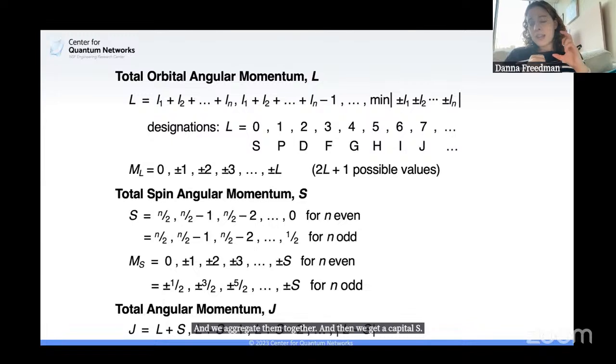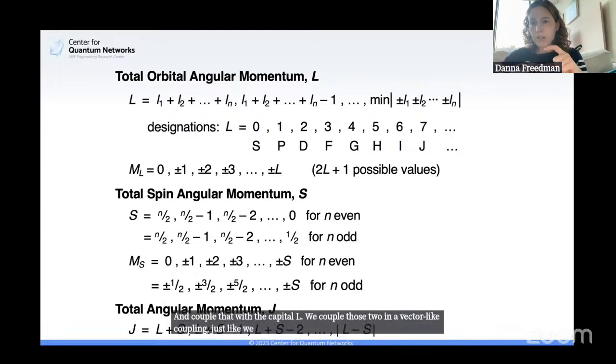And then we take the capital S, which is the aggregate term, the aggregate, wow, this word has just escaped me, number for a multi-electron atom and couple that with the capital L. We couple those two in a vector-like coupling, just like we couple the individual L's in a vector-like coupling, and then we get our total angular momentum J.